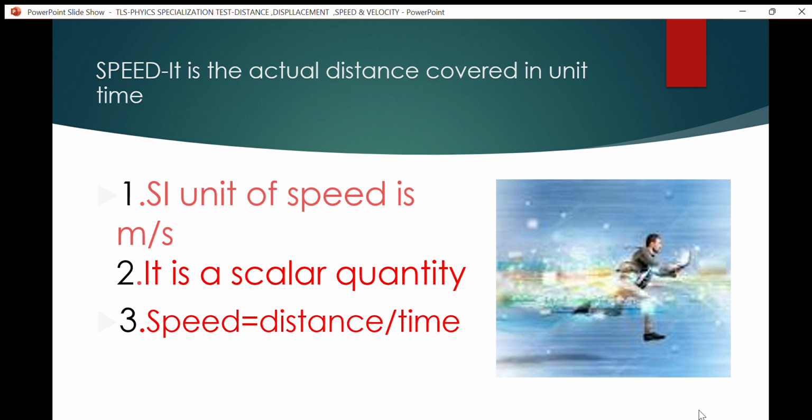Now let's see what is speed. It is a physical quantity which relates distance and time. It is the actual distance covered in unit time. The SI unit of speed is meter per second. It's a scalar quantity. How do we calculate the speed? It is distance by time. When we speak about speed, there is no particular direction. It can be in any direction. You only need to know the distance covered by the body and the time taken, and then you can calculate the speed. So speed is equal to distance divided by time.